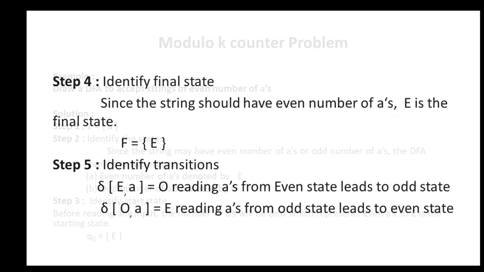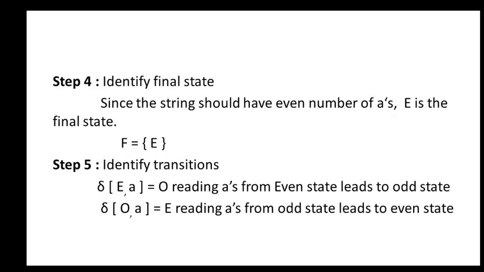That's why both the start state and the final state will be E. E is the final state. Next, that is the fourth step. The fifth step is to identify the transitions. We have to identify the transition from the start state on the input symbol A.